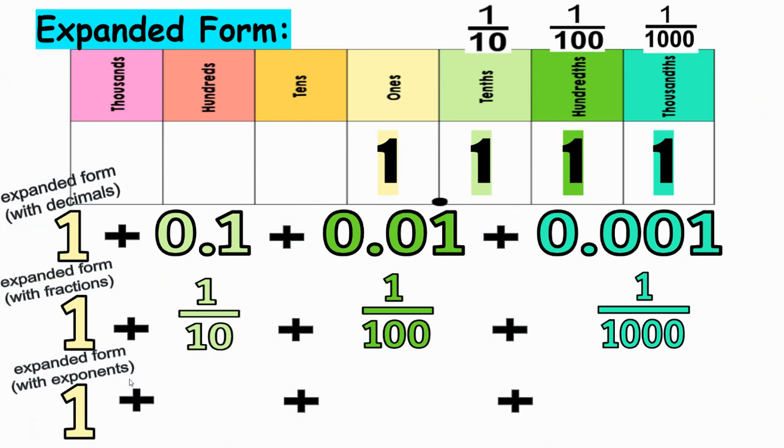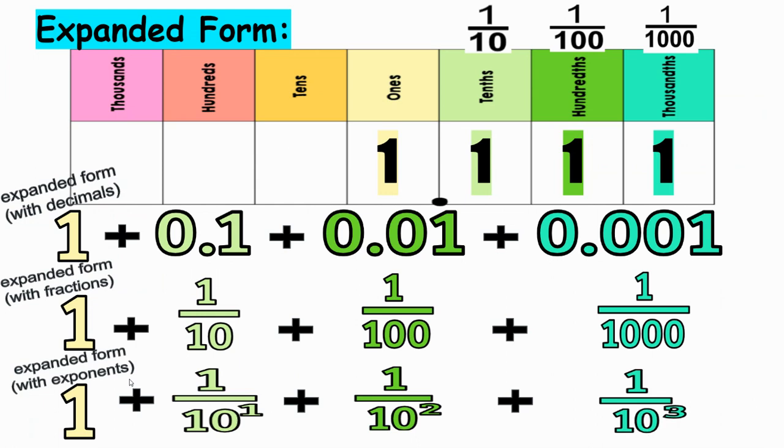Okay, and if we were to write this in expanded form with exponents, we would write 1, and then the denominator would be 10 to the first power, which is the same as 10, so that would show 1/10. Or we would have 1 with a denominator of 10 to the second power, which is how we would write 100 as a power of 10, so that's 1/100th. And we can also represent it with 1 over 10 to the third power, which is 1/1,000th as well. So all of these are 3 different ways we can represent 1 and 111 thousandths.